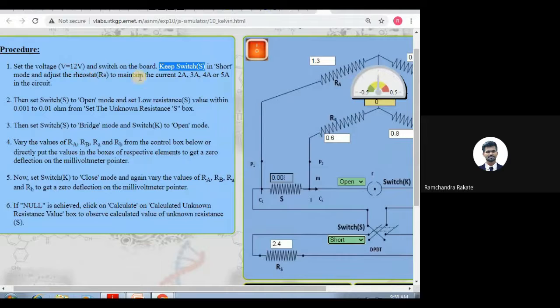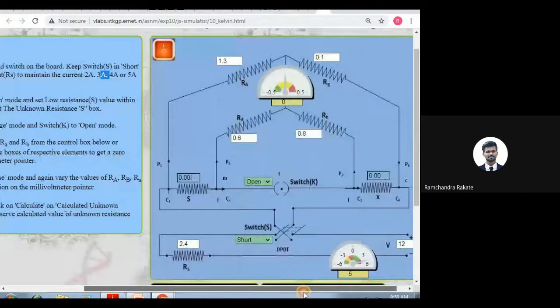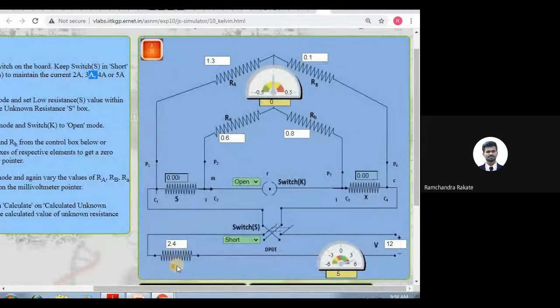Adjust the rheostat to maintain the current at 2 ampere, 3 ampere, 4 ampere or 5 ampere, whatever you require. So we have to adjust this resistance RS to get a high current. As we have just seen, the drawback of the Kelvin double bridge is that we have to keep a high amount of current. Clear? So we will adjust it, and accordingly our meter reading will change. Let us observe it.